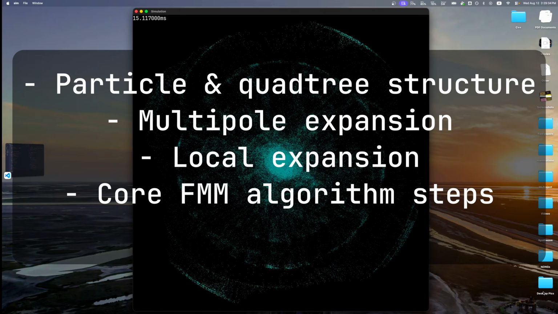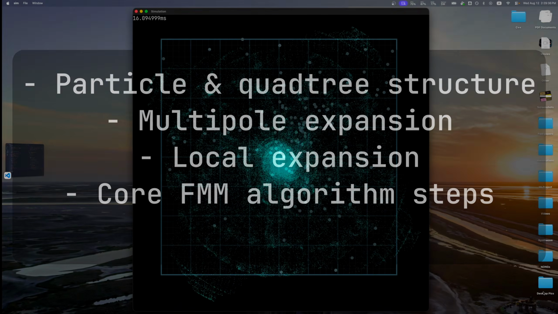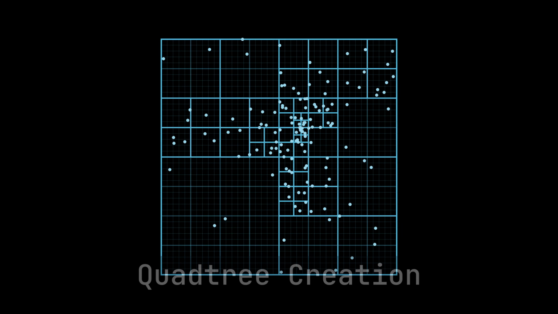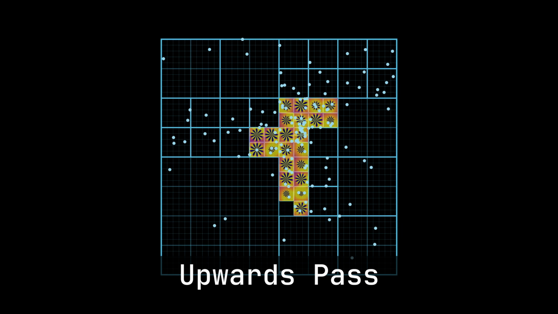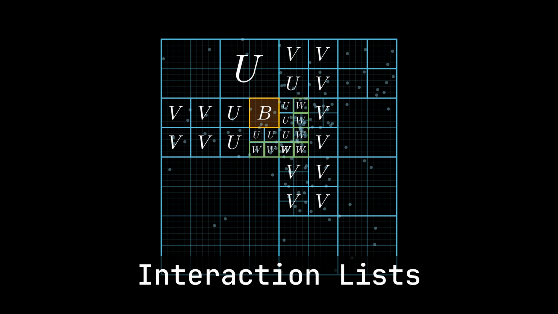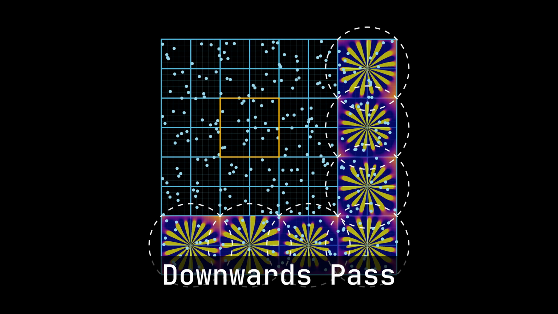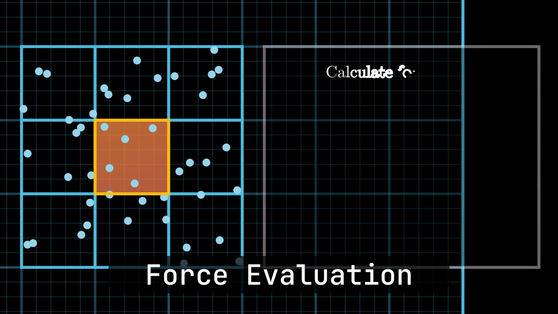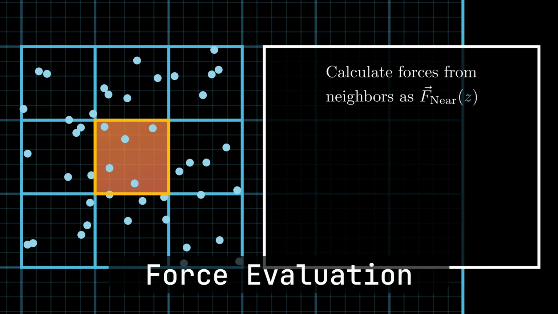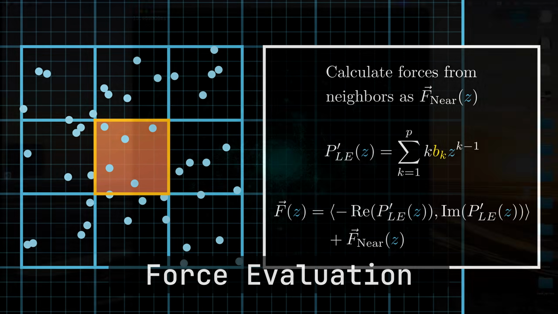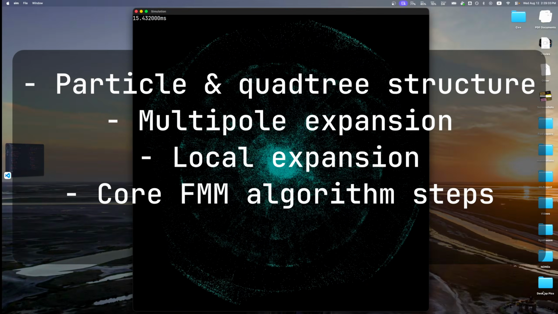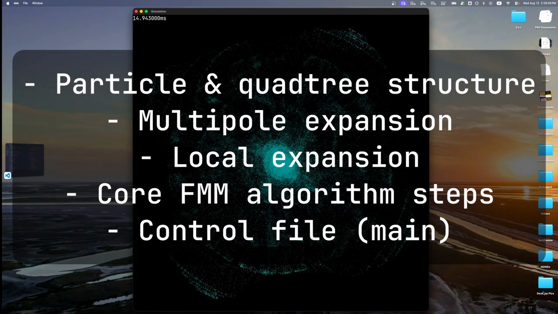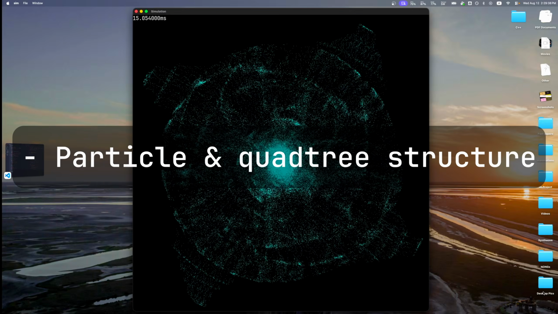Fourth, we need something that uses these to implement the actual FMM algorithm. If you recall, the main steps are sorting the particles into the quadtree, performing an upwards pass to generate multipole expansions for each box, generating different interaction lists for each box to decide what contributes to its local expansion, performing a downwards pass to create local expansions for each box, and finally calculating the forces from the local expansion on individual particles. Last but not least, we need a master file that we can use to start our simulation and test different parameters. Let's start with the quadtree then.